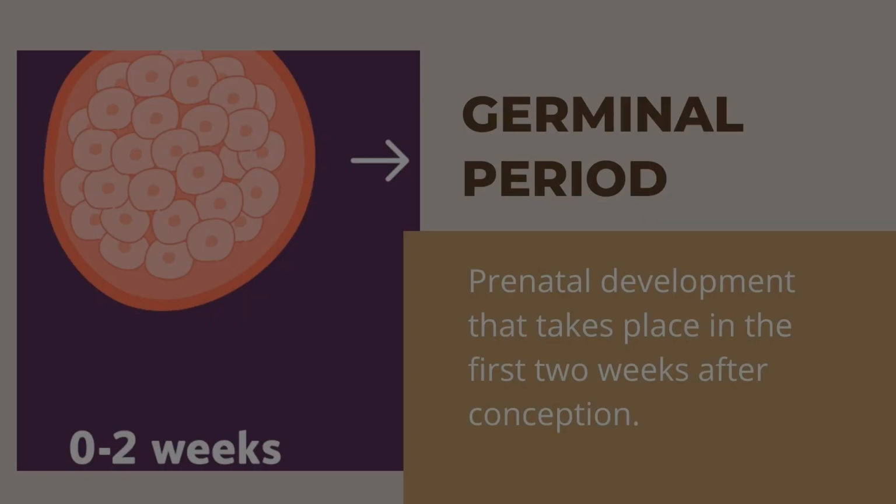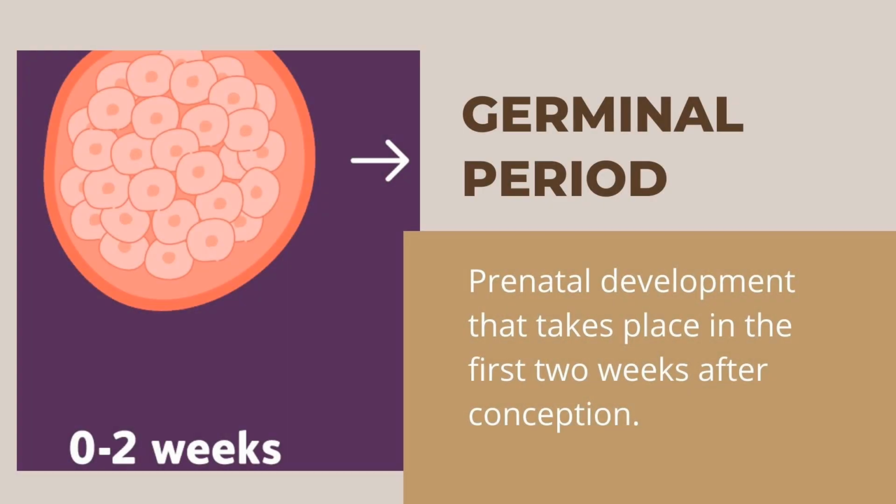The prenatal development has 3 stages or periods. First is the germinal period, from conception to 2 weeks. This development takes place in the first 2 weeks after conception. It includes the creation of the zygote, continued cell division, and the attachment of the zygote to the uterine wall.